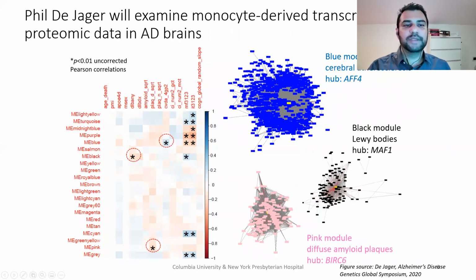The next talk will be given by Phil De Jager, who will examine monocyte-derived transcriptomic and proteomic data in Alzheimer's disease brains. Monocytes are a key component of the innate immune response. They play a similar role as the microglia, that is removing debris and dead cells via phagocytosis. However, monocytes mobilize much more quickly following inflammation and proliferate at the inflamed site to differentiate into macrophages.